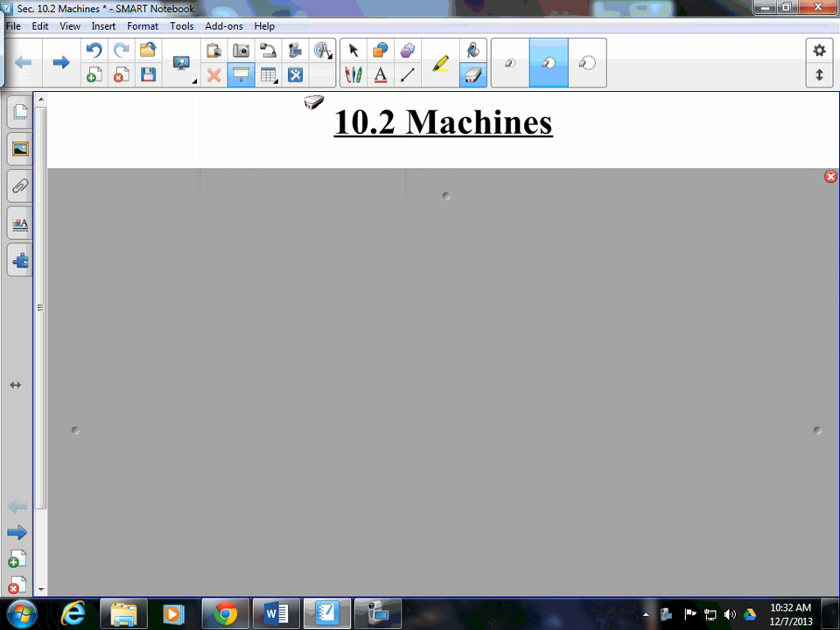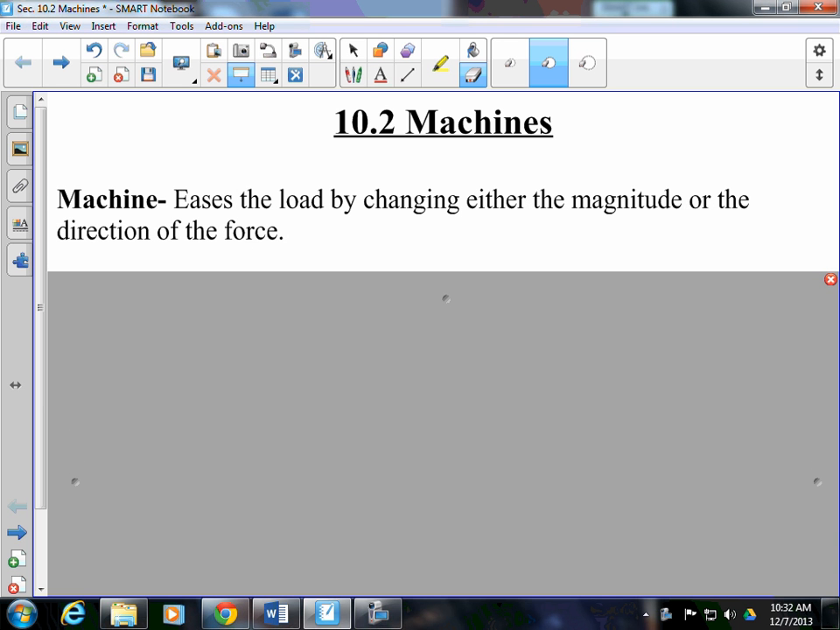Section 10.2, machines. You guys should have learned a lot about machines when you had 9th grade physical science, and we're going to add to what you already learned to your background knowledge on machines. So before we start the machines, what is a machine? Well, a machine is pretty much anything that eases the amount of work that we need to do. And how does it ease the amount of work?